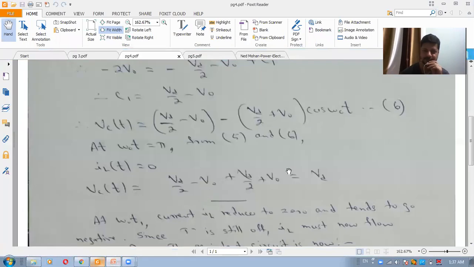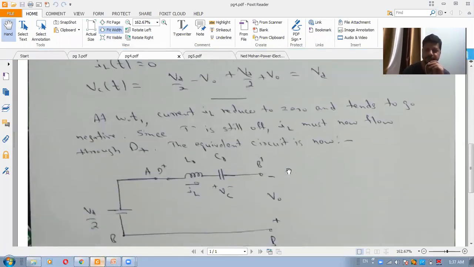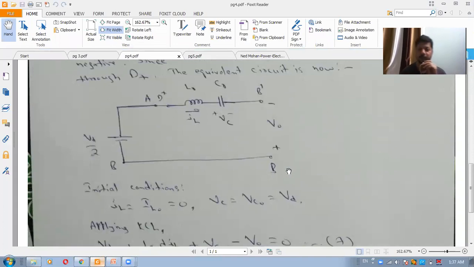Once again, I've drawn the equivalent circuit here when D plus is conducting. The assumed positive directions of current and voltage are same as before. VAB is now Vd by 2. Earlier also it was Vd by 2, either T plus conducts or D plus conducts, VAB is equal to Vd by 2. However, because the inductor current is now negative, the diodes which are conducting in the diode rectifier have changed so that VB dash B is now equal to minus V0.